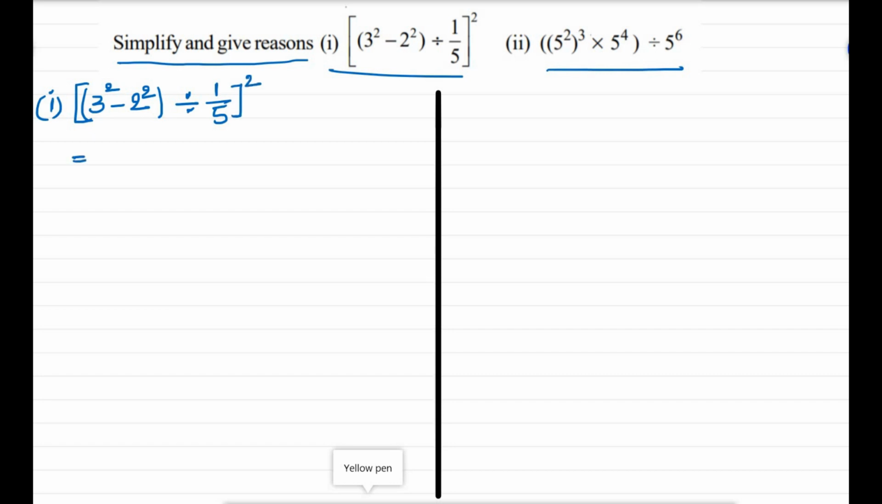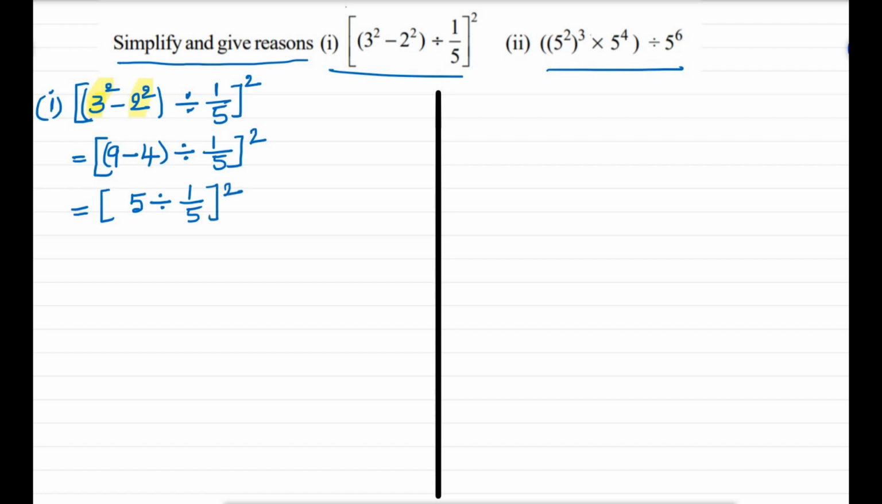So that is equal to, simplify the bracket term first. The bracket of 3 square value. You know that 3 square value is 9, 2 square value is 4. So this is 9 minus 4, put in bracket, divided by, and you can simplify this as itself. 1 by 5 remains the same, whole power 2. Now that is equal to, bracket of 9 minus 4 is 5, divided by 1 by 5, the bracket of whole power 2.